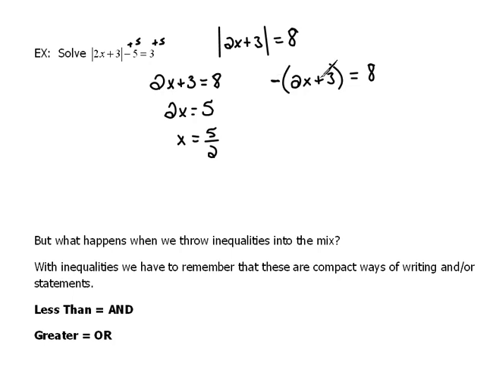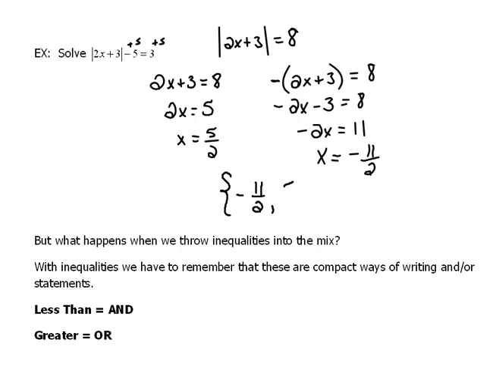Now if I distribute my negative out, we'd have minus 2x minus 3 equals 8. Now we have to finish solving, so we have to add 3 to both sides to get negative 2x equals 8 plus 3, which would give you 11. And then dividing both sides by negative 2, we would get x equals negative 11 halves. So our answers here would be negative 11 halves and also 5 halves. Both of those answers would work in this equation.